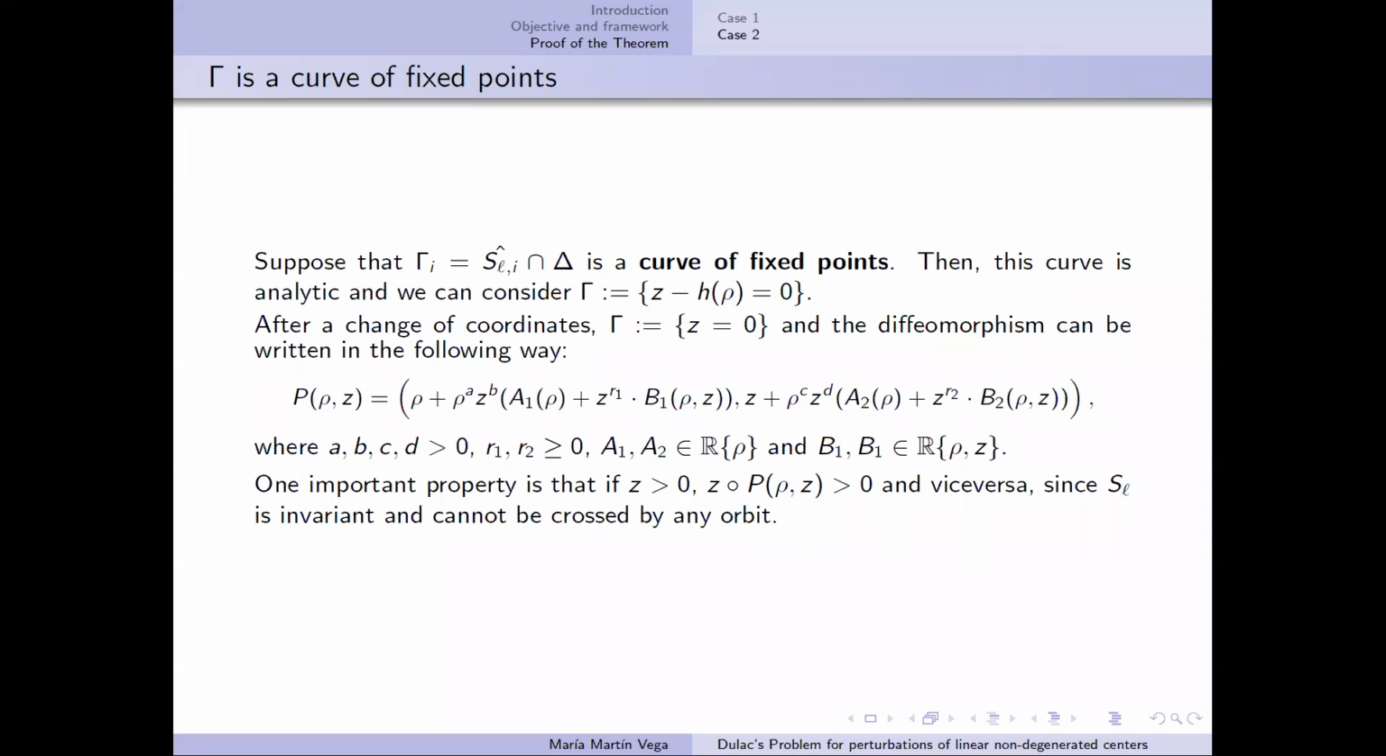One important property here is that if Z is greater than 0, the coordinate set of the image is also greater than 0. And this is because this Poincare map comes from a flow of a vector field with an invariant surface that is convergent and cannot be crossed by any orbit.